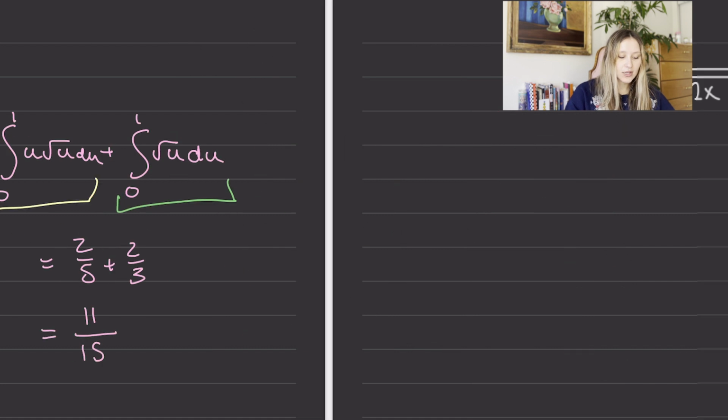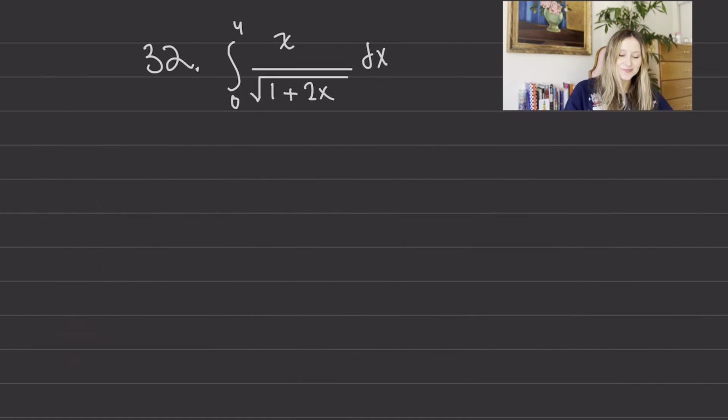Slay. 32. We're so close to being done. Not really. We're going to try u substitution first. I'm just going to try it. Why not?